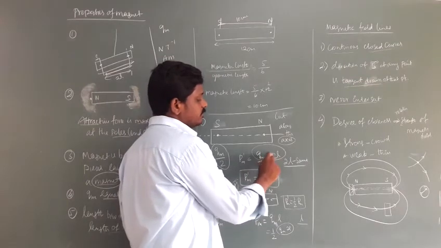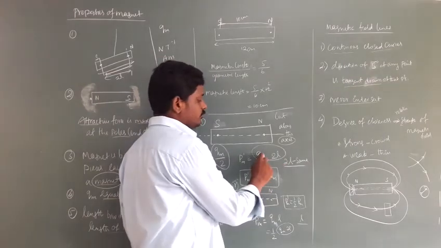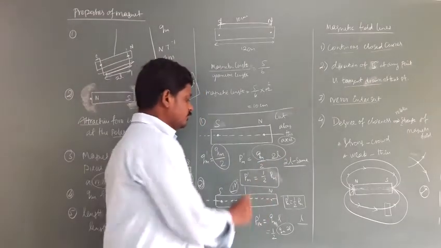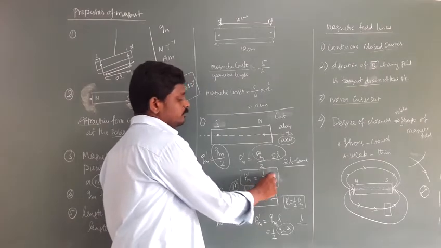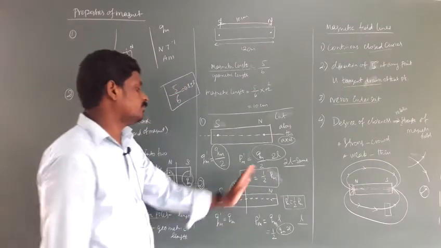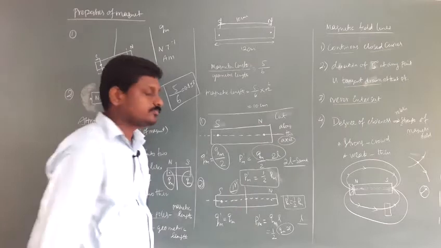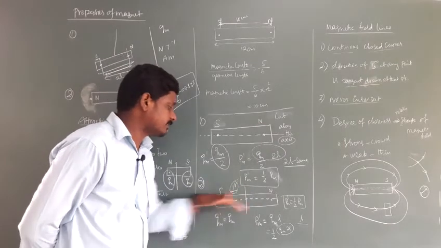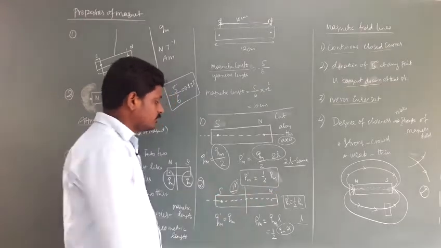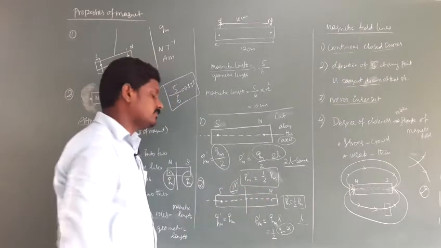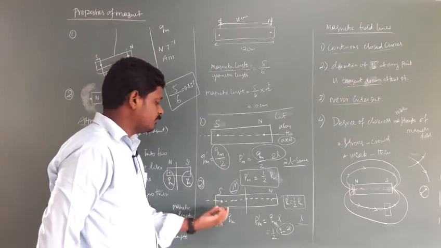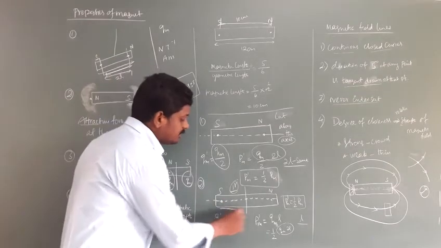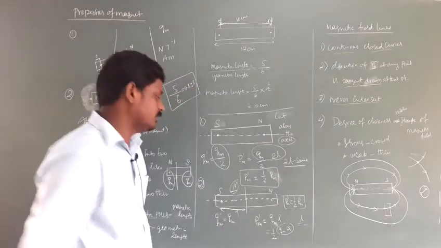So the product of pole strength and the length of the magnet is Qm times 2L, that is the magnetic moment Pm. So Pm dash is equal to 1 by 2 Pm, that is the magnetic moment, if it is cut into two perpendicular to the axis, that is the geometric axis. Each magnet behaves as usual, but the pole strength remains the same. So Qm dash is equal to Qm, but the length decreases to L.